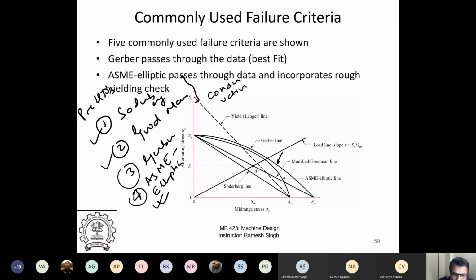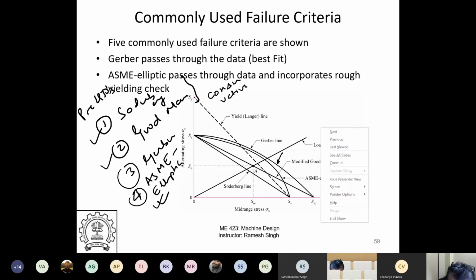What I was trying to show here is any loading condition. If you take Soderberg or Goodman or any criteria, I'll take one for simplicity. Let's say the Soderberg, so basically this line right here, S_E and S_Y. Let me actually highlight it, I'll use some other color to show you.